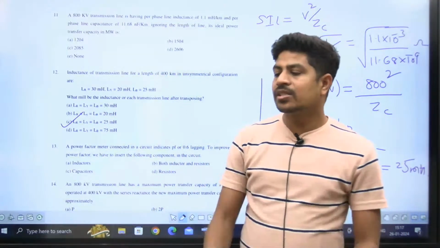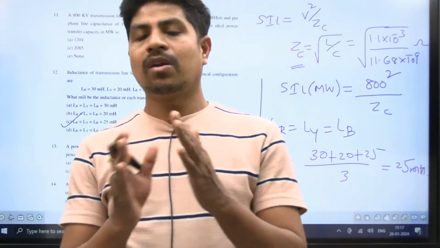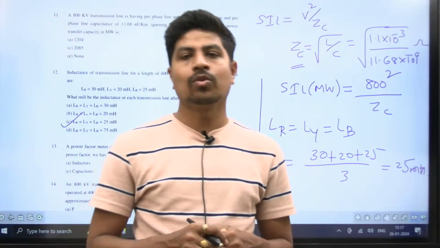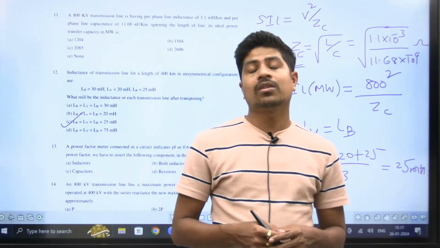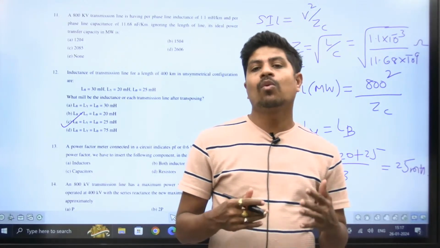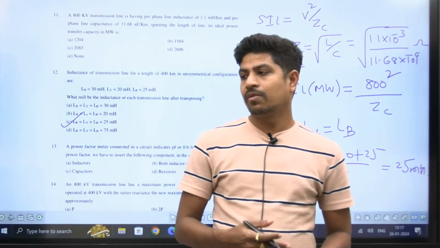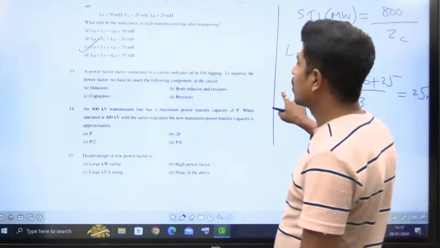See, that is the advantage of transposition. Transposition means we are exchanging the positions of the power conductors so that each conductor is going to experience all three positional GMDs, due to which the inductance of all three phases is going to be equal, capacitance is also going to be equal, due to which the receiving end voltage will be balanced and the entire power system network will be balanced. Right? Let's go to the next question.